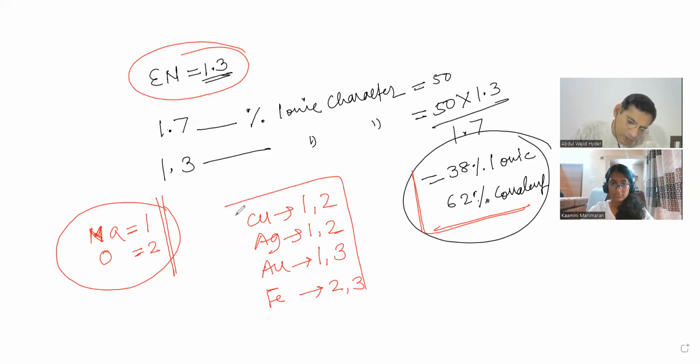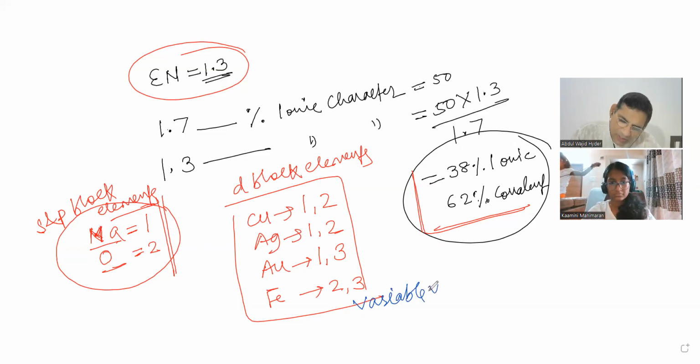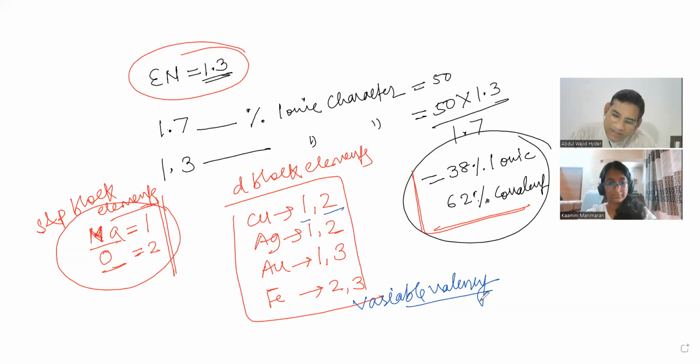These are D block elements. This is S block, this is P block; these are S and P block elements. What about the D block elements? D block elements always show variable valency. Variable means changeable, different, not fixed. Sometimes 1, sometimes 2; 1, 2, 1, 3, 2, 3.